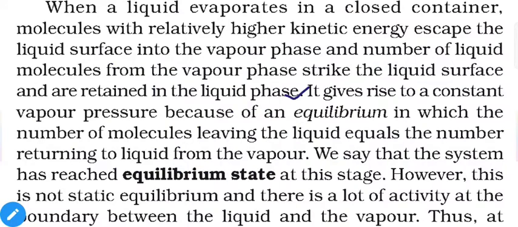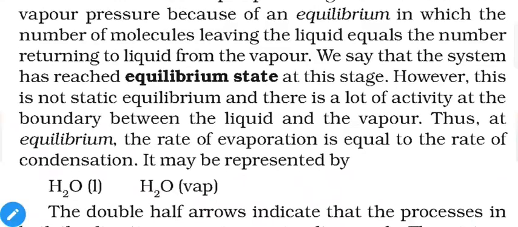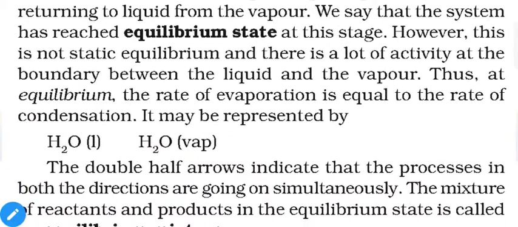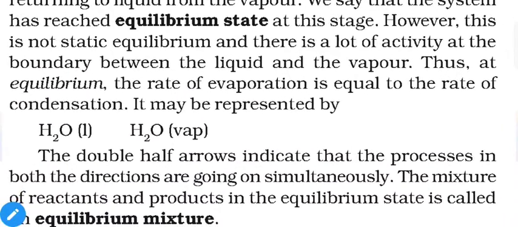So it gives constant concentration or constant vapor pressure because of an equilibrium in which the number of molecules leaving the liquid equals the number returning to the liquid from the vapor, and they are the same, so that's why no change is observed. We say that the system has reached the equilibrium state at this stage. This is not a static equilibrium, and there is a lot of activity at the boundary between the liquid and vapor. Thus, at equilibrium, the rate of evaporation is equal to the rate of condensation.